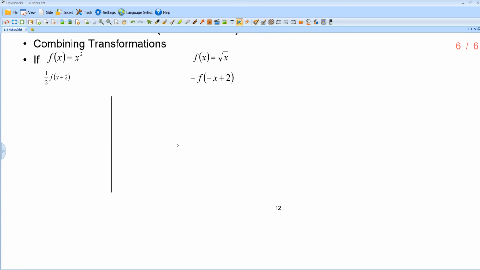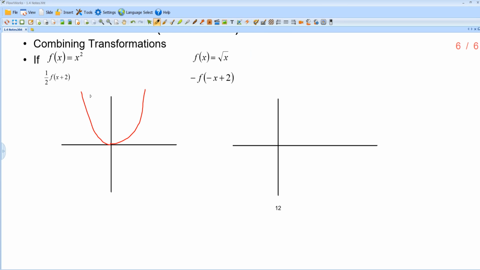So we have 2 different functions. Let me continue, remembering to put in the right function. Here we have an x squared function, so we have a parabola. Here we have a square root of x, so we have this shape.